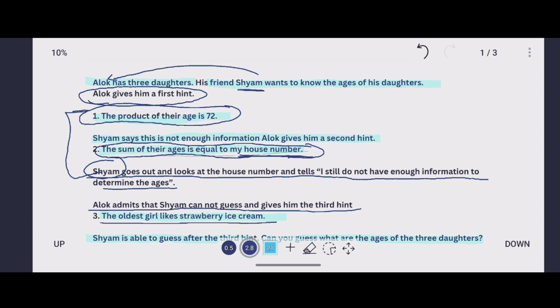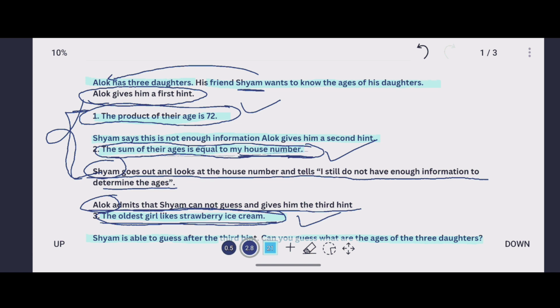And Alok also admits that these two hints are not enough for you to identify the real ages of all the three girls, and for that he gives him the third hint, which is the oldest girl likes strawberry ice cream. Now on the basis of these three hints, right, the product one, the sum one, and the oldest girl likes strawberry ice cream, we have to identify the ages of all the three daughters of Alok, right?